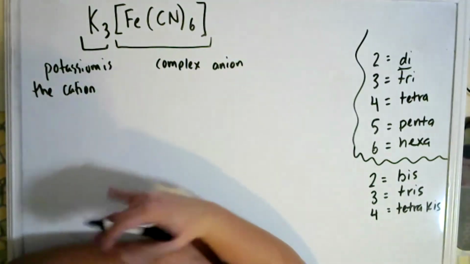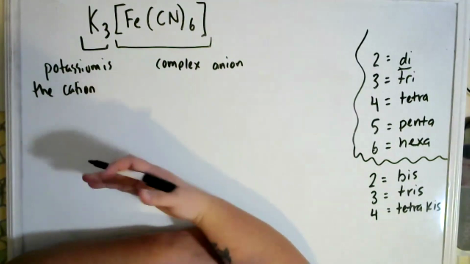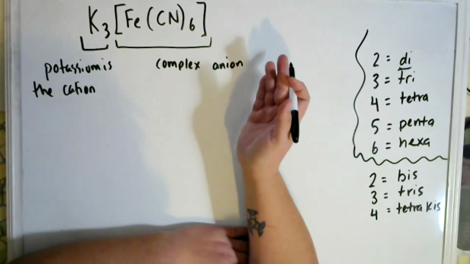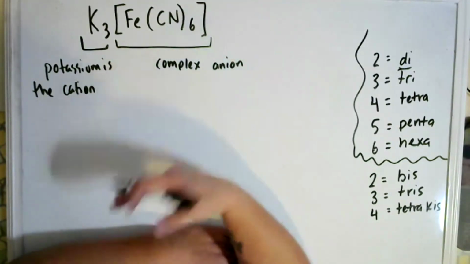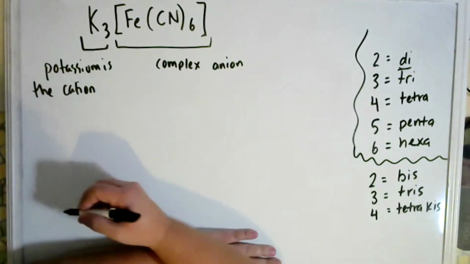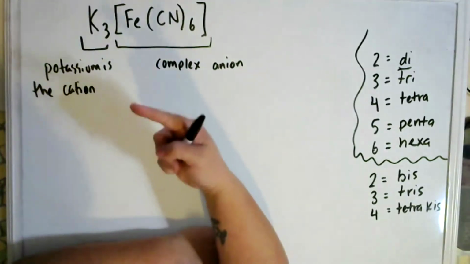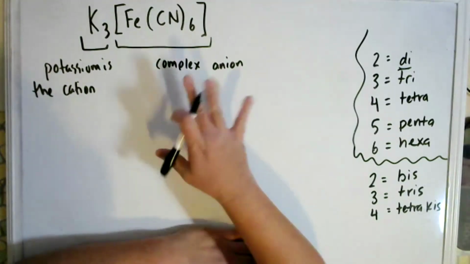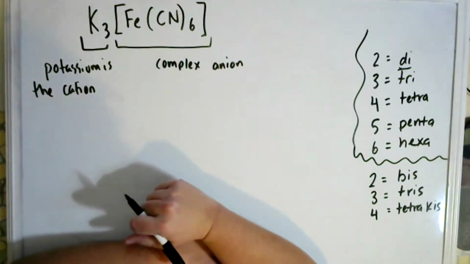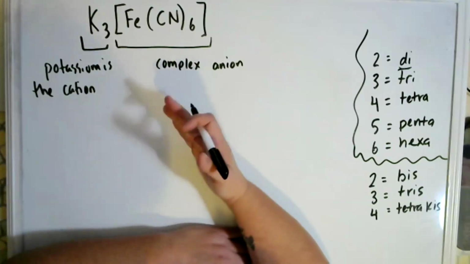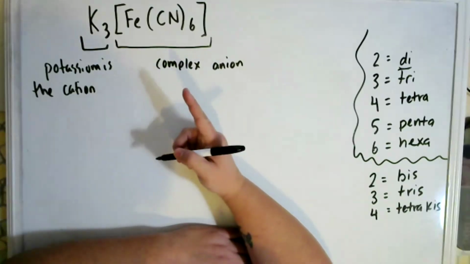When you're naming something, the cation always gets named first, and the anion always gets named second. So we know that the beginning of our name is going to be the potassium. We'll write it down later, but we would know that. Our name is going to start with the potassium, and it's going to be followed with our complex anion name. But let's work on figuring out what the name of that complex anion is.